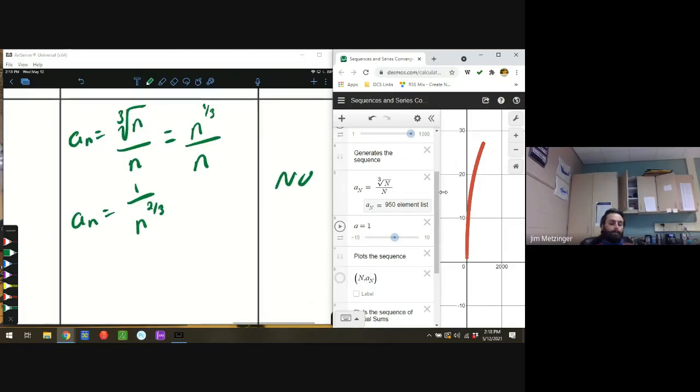Looking at that exponent, in our case, this is a p-series. P is equal to 2/3. Well, since 2/3 is not greater than 1, it diverges. So I could have already known that without having to look at the graphs. It diverges by p-series test because 2/3 is not bigger than 1.